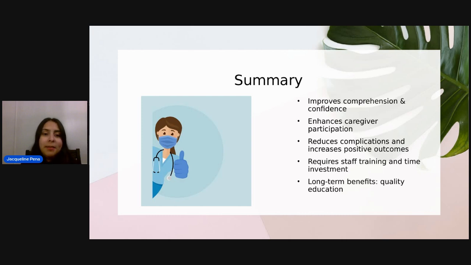While it takes time and training to implement correctly, the long-term benefits like improved understanding, adherence to care plans, and a stronger provider-caregiver relationship make it well worth the effort. Ultimately, TeachBack empowers families and helps us provide safer, more effective care.